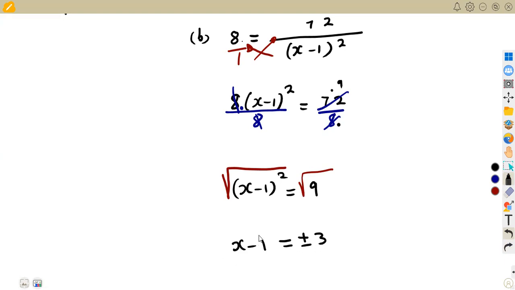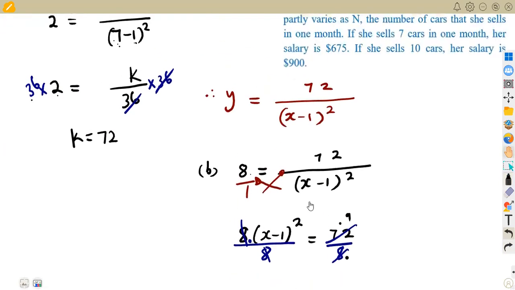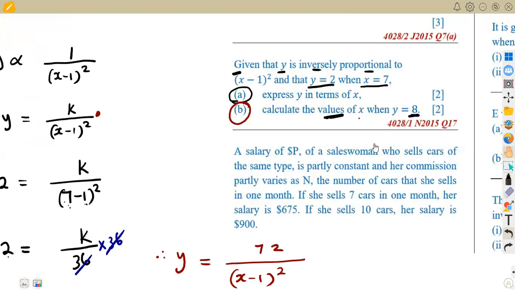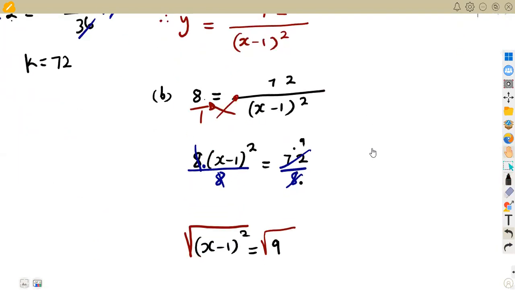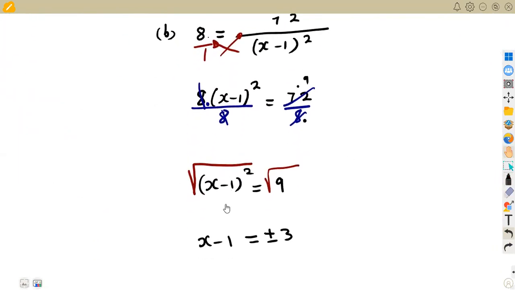Now we are considering an equation. It's no longer about variation. We are solving a normal equation. That's why you see we are being asked to calculate the values of x. They know that we are not going to obtain one value from there. We are going to obtain more than one. So how are you going to solve for x?